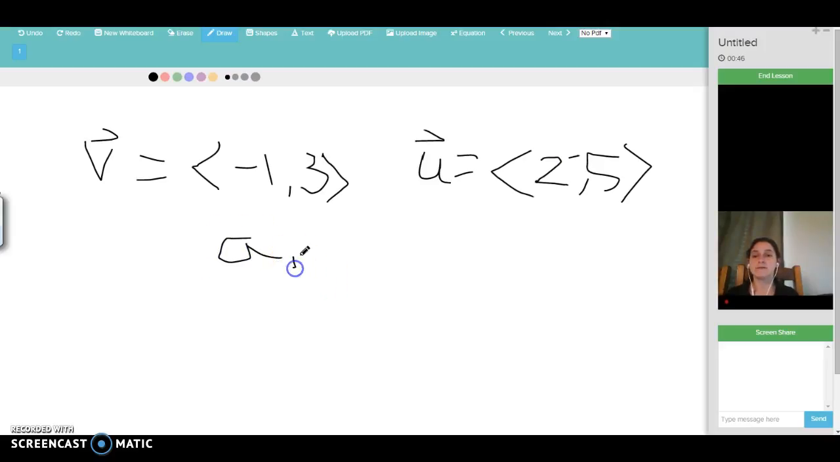We're going to take the first components and multiply them. So I'm calling them A1 and A2. And I'm going to add it to the second components being multiplied together, B1 and B2.